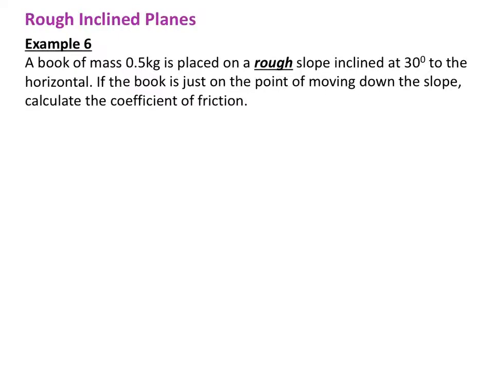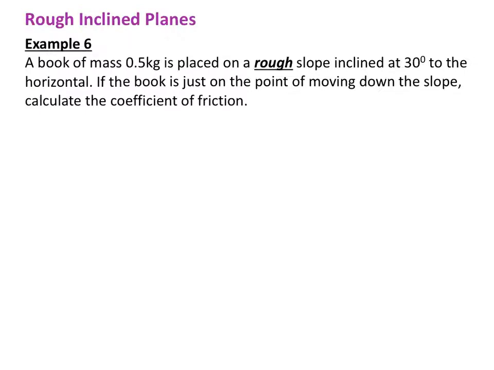So this video follows on from basic friction, but it's going to mix in inclined planes, which you've seen earlier in the course. So this example here: a book of mass 0.5 kilograms is placed on a rough slope. Very important, this is shown as rough, which means that friction is going to be involved, and it's inclined at 30 degrees to the horizontal.